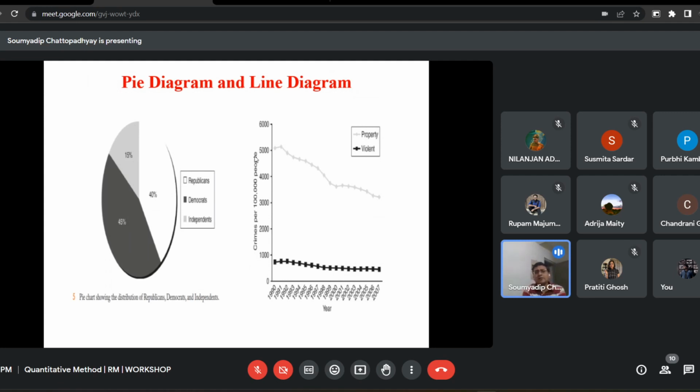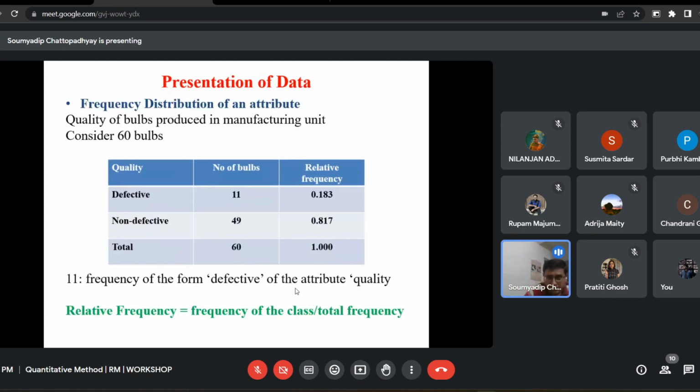So these are the different years. That means this is the way you can represent the incidence of crimes in a particular country over different time points. So these are the different diagrammatic representations.